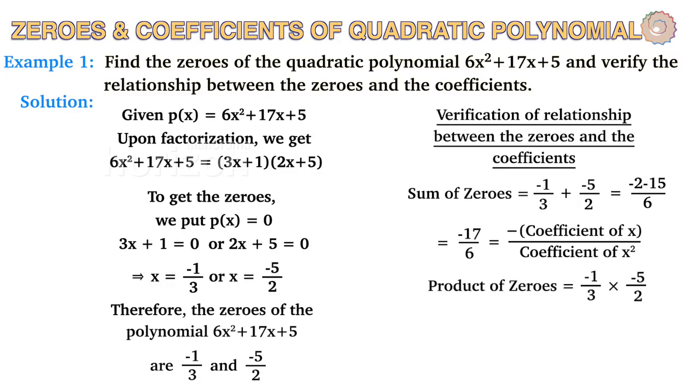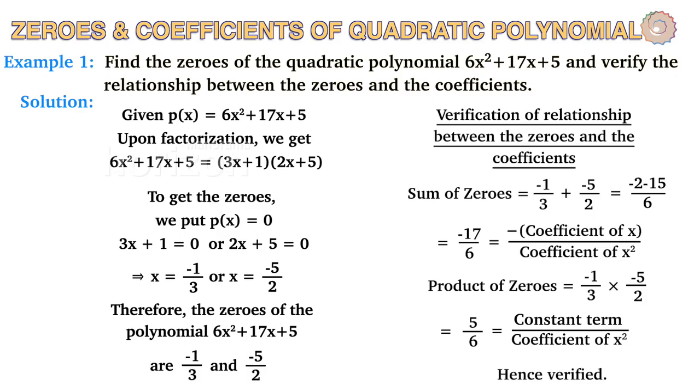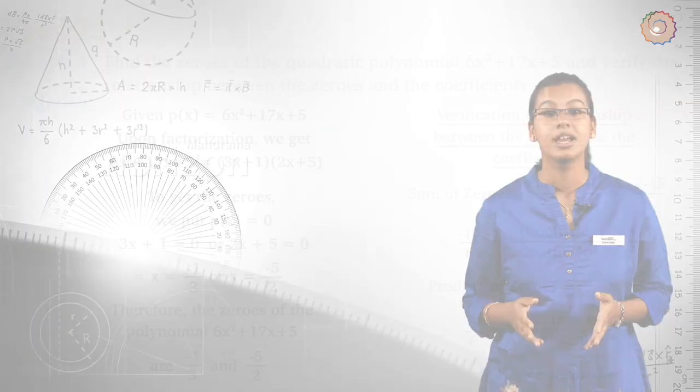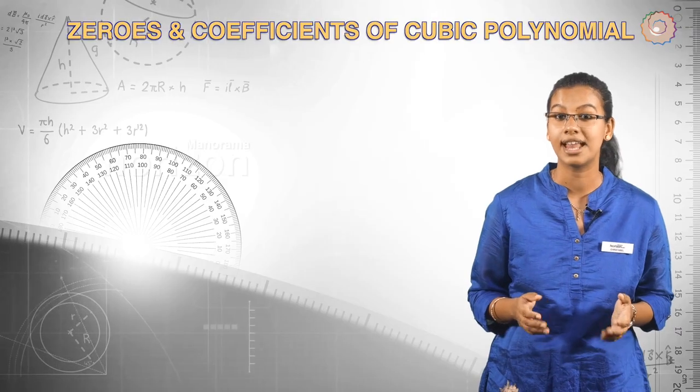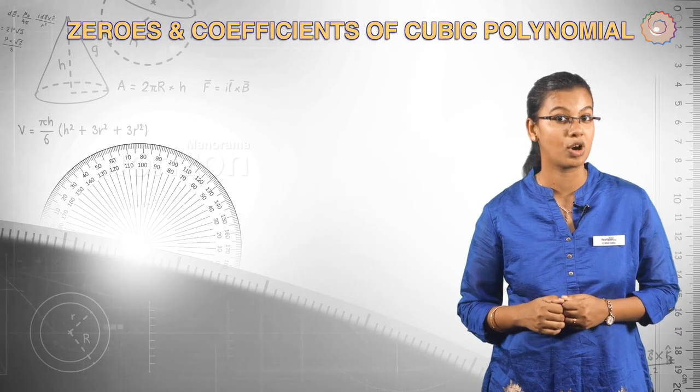Now, product of zeros equals -1/3 into -5/2, which is 5/6, and that is constant term divided by coefficient of x², hence verified. So that's the relation for quadratic polynomials. Now what about the zeros and coefficients of a cubic polynomial?